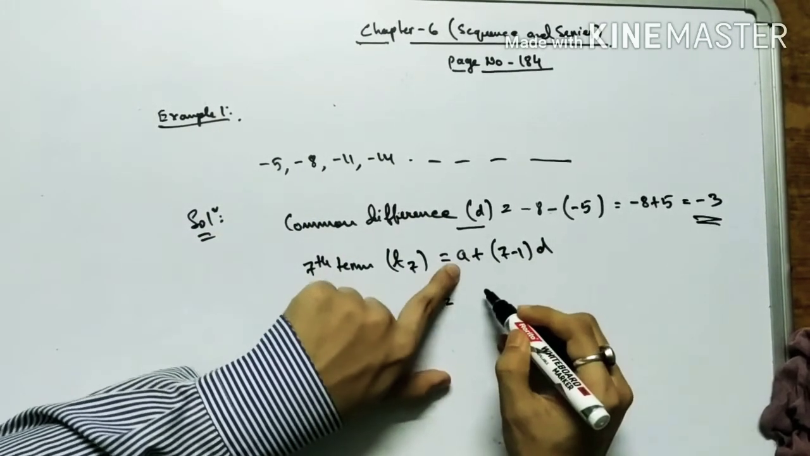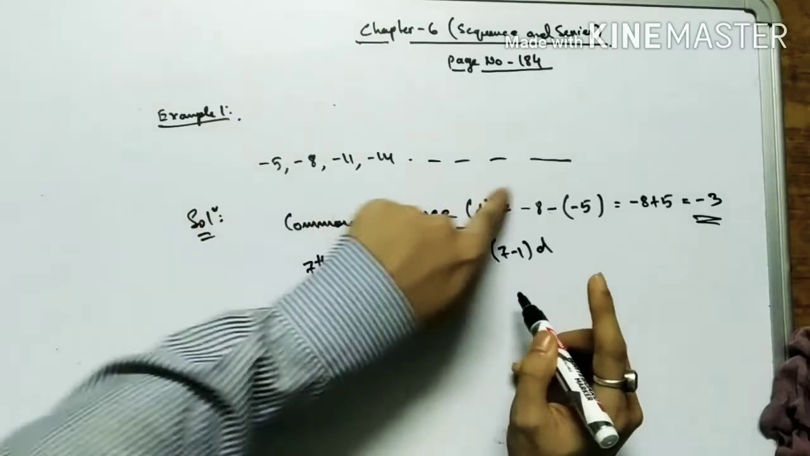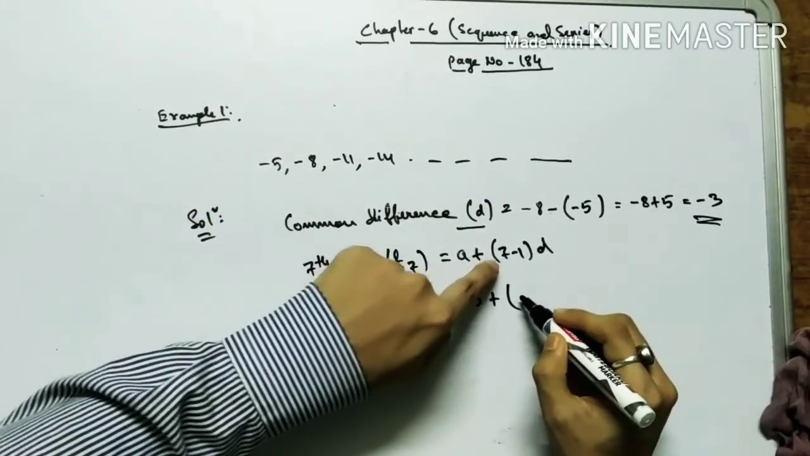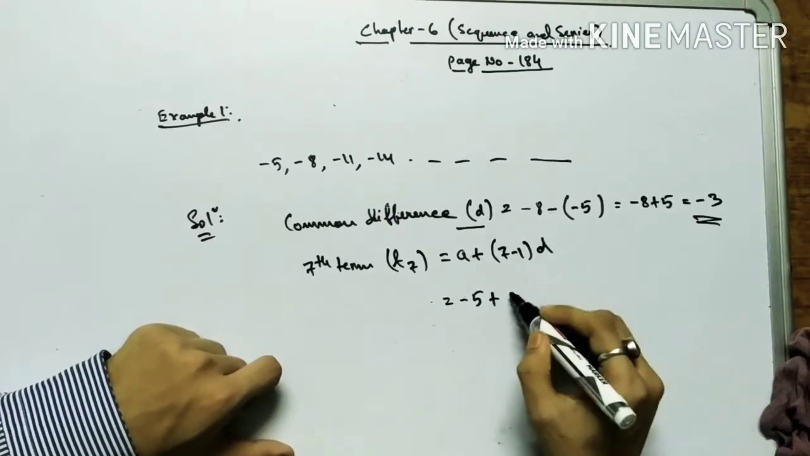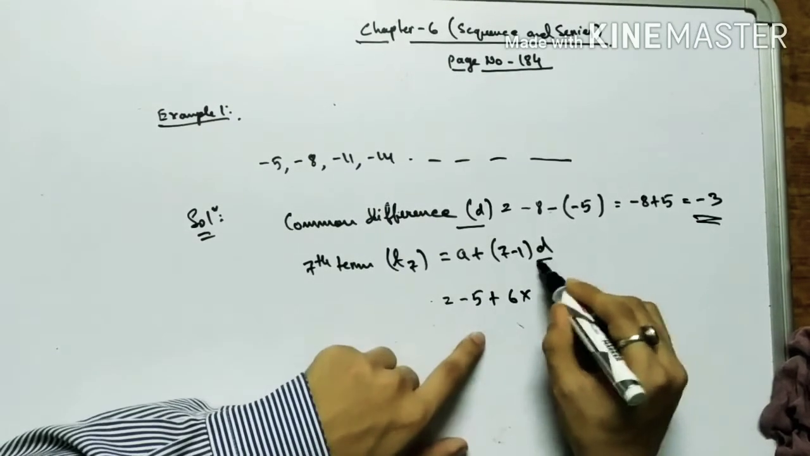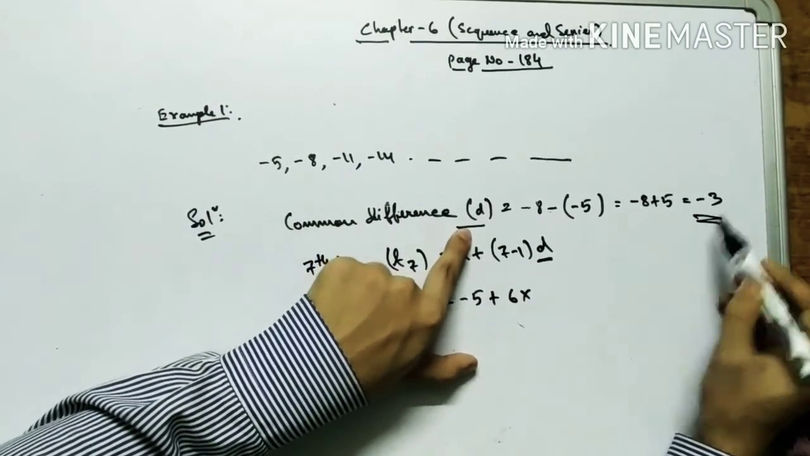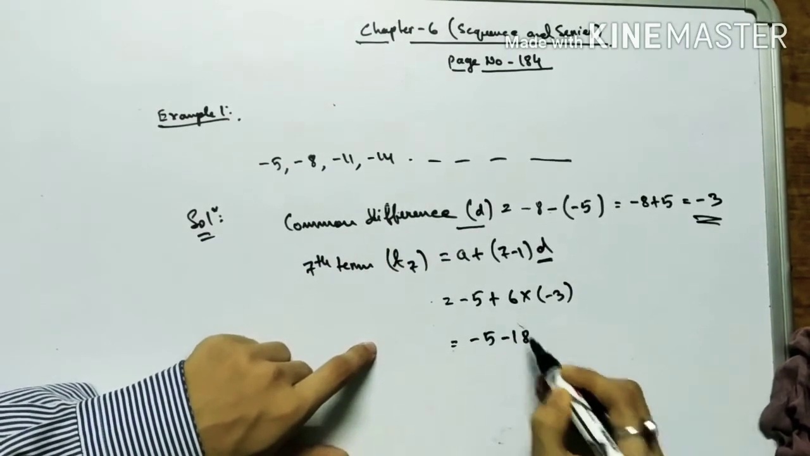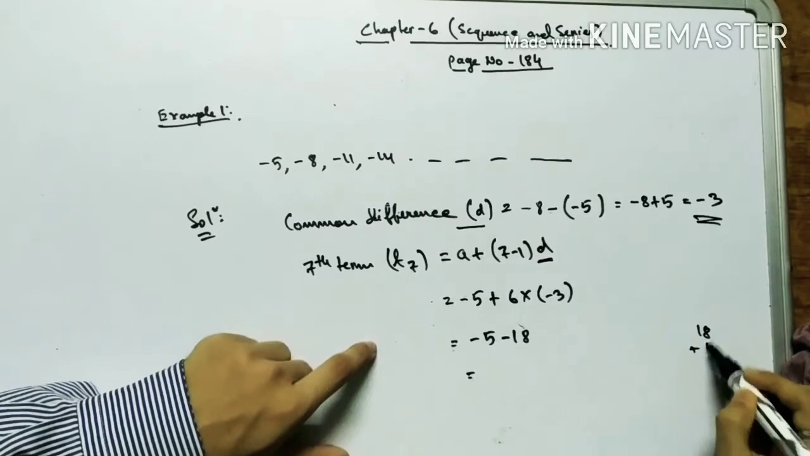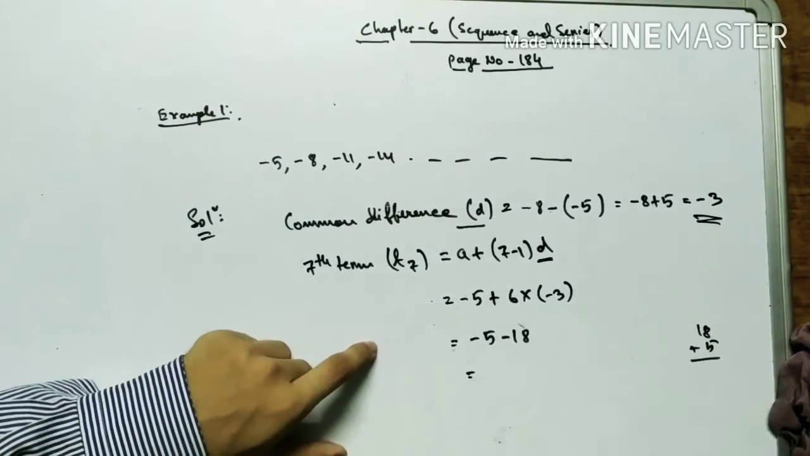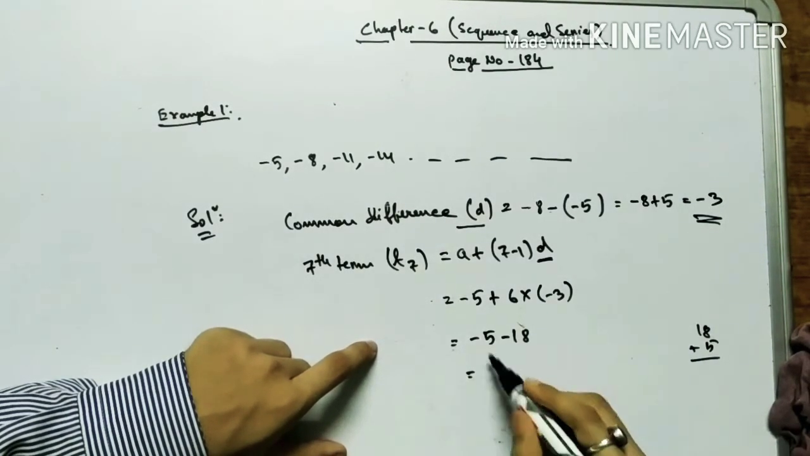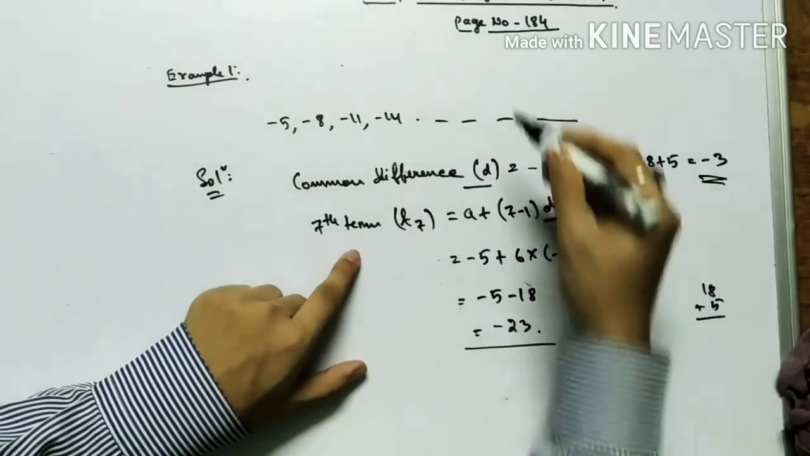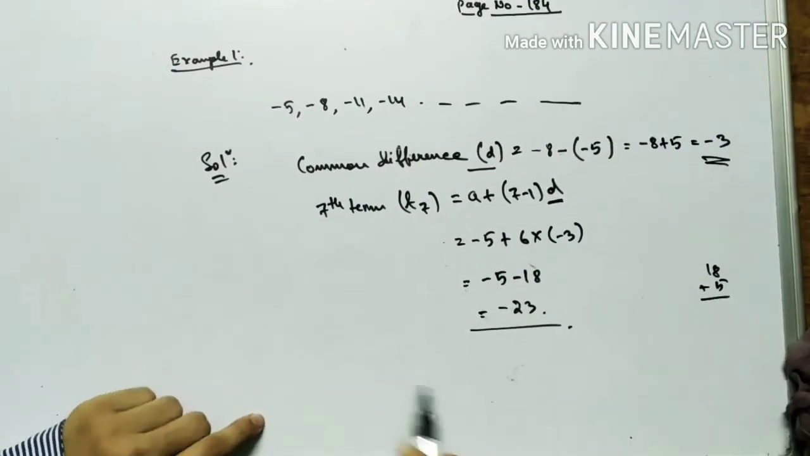So it is equals to a. A is the first term. So in this sequence, the first term is -5. So -5 plus 6 into the common difference d, which is -3. So I will get -5 minus 18. So 18 plus 5, this is 23. -23 I will get. So the 7th term will be -23.